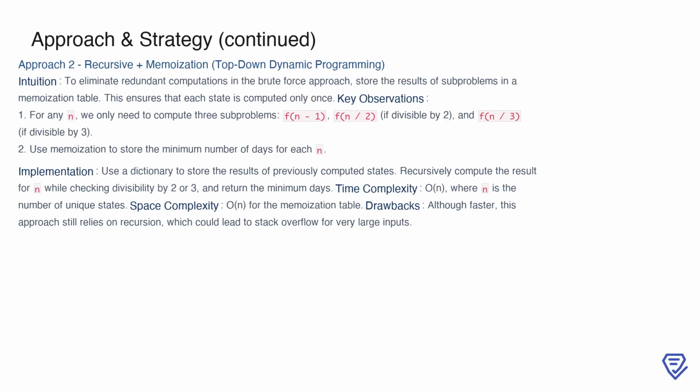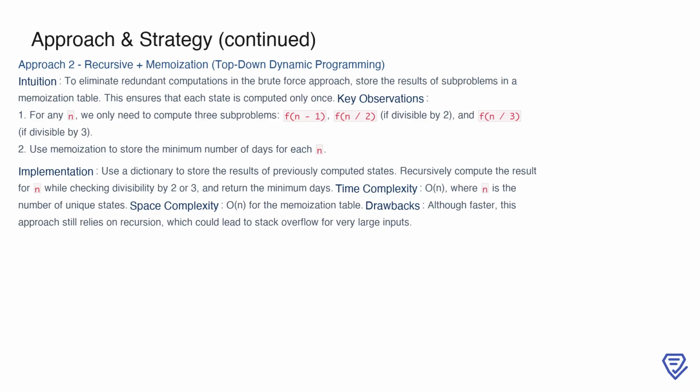To address the inefficiencies of the brute force approach, we can turn to a recursive solution enhanced with memoization, also known as top-down dynamic programming. The key idea is to eliminate redundant computations by storing the results of subproblems in a memoization table. This ensures that each state is computed only once, significantly improving efficiency. For any given n, we only need to compute 3 subproblems: the state after subtracting 1, the state after dividing by 2 if divisible, and the state after dividing by 3 if divisible. By using a dictionary to store the results of these states, we can avoid recomputing them in future recursive calls.